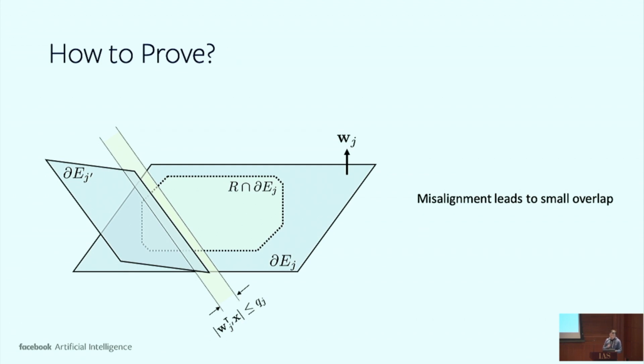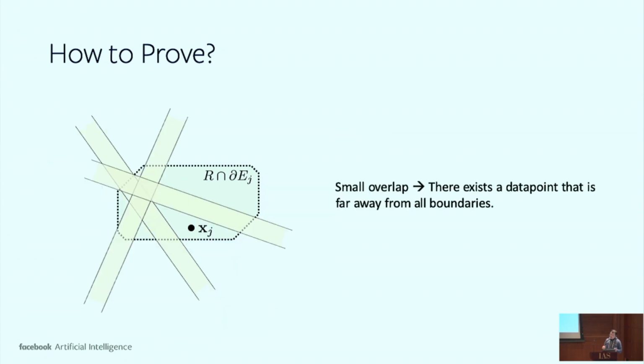Because the more angle, the more difference in their directions, the smaller the intersection would be. If you assume that there's no direction that is aligned with the direction j, then this intersection will basically occupy a small fraction of the volume in this region. And because of that, there exists at least one node that is farther away from all these small regions. What does that mean?